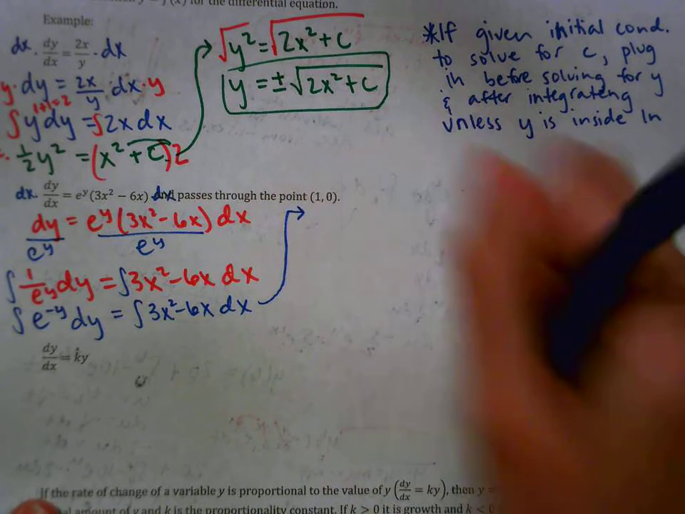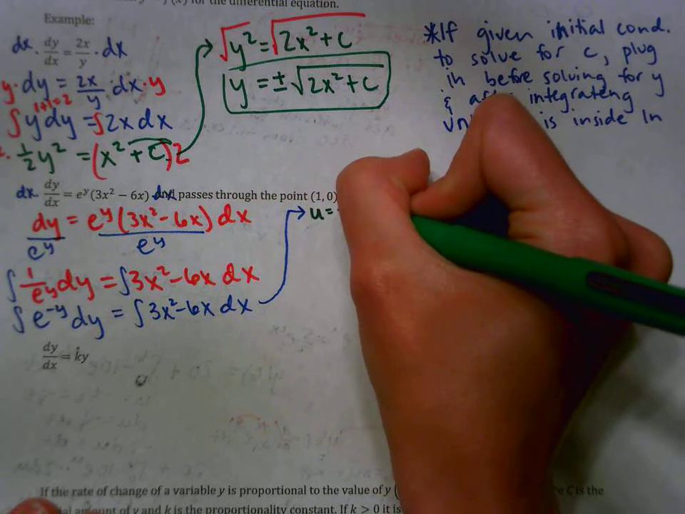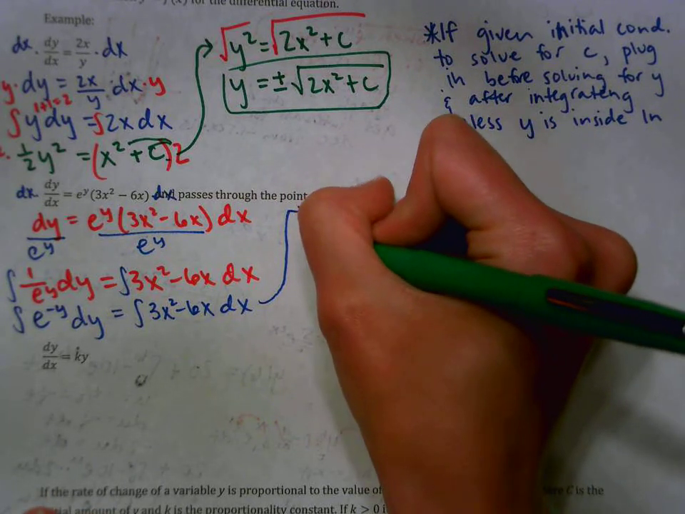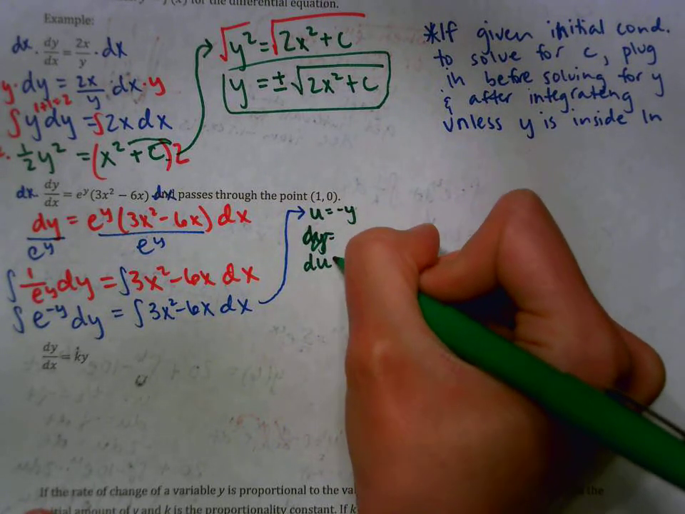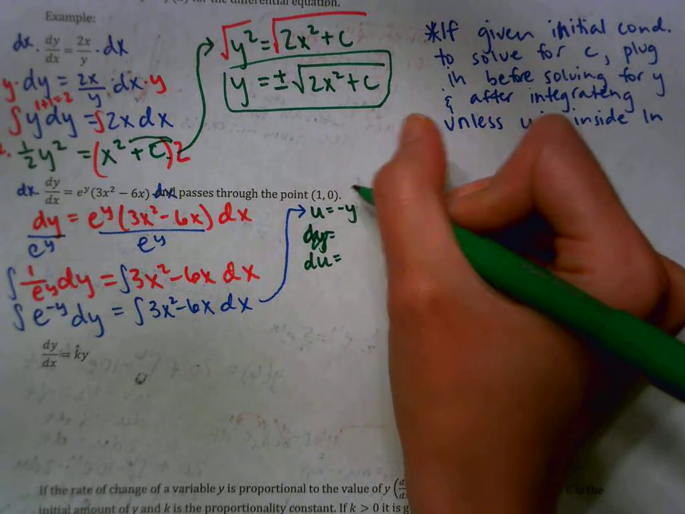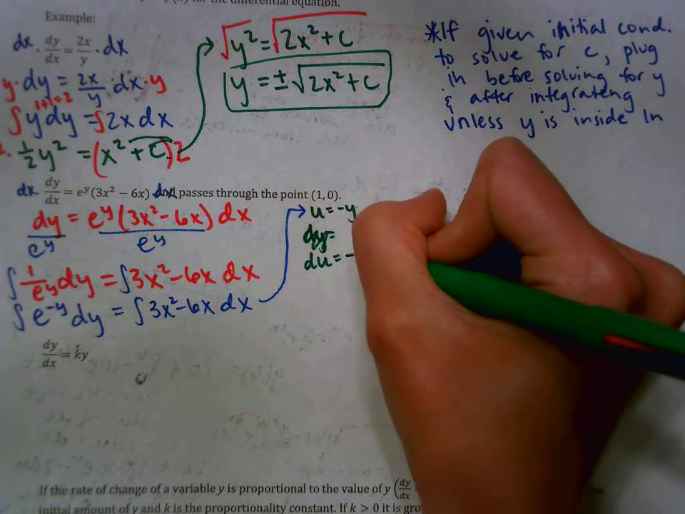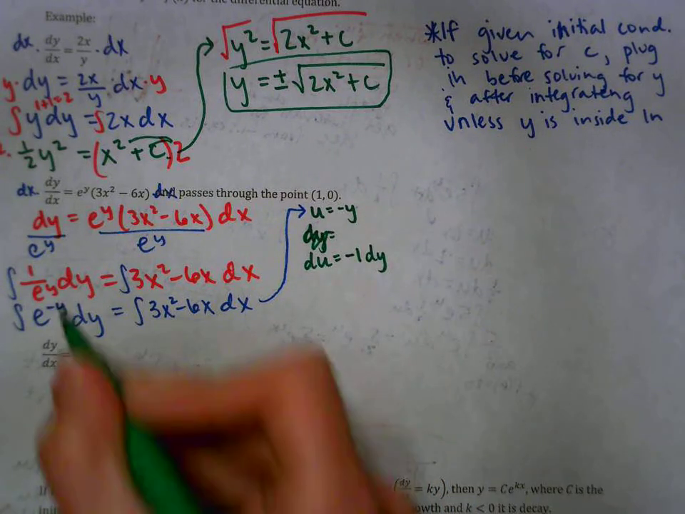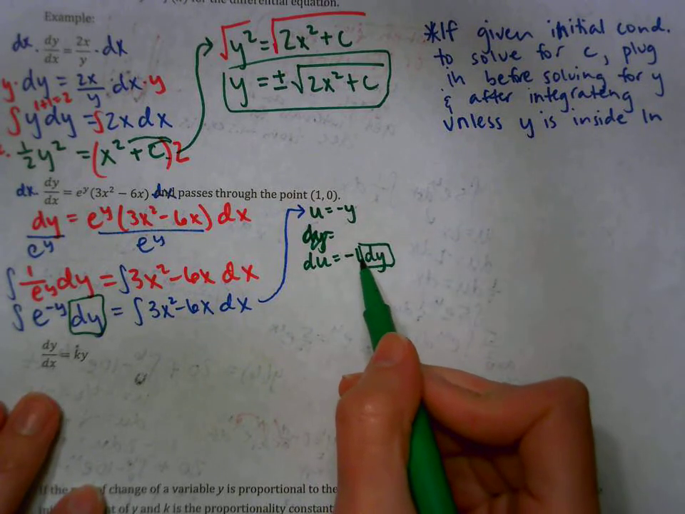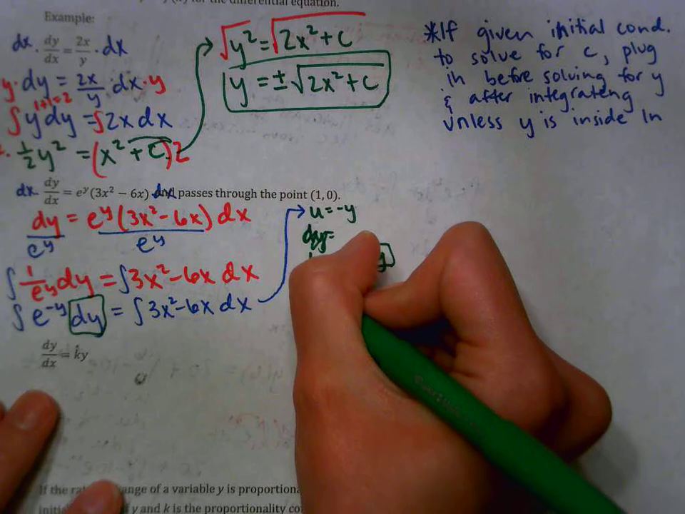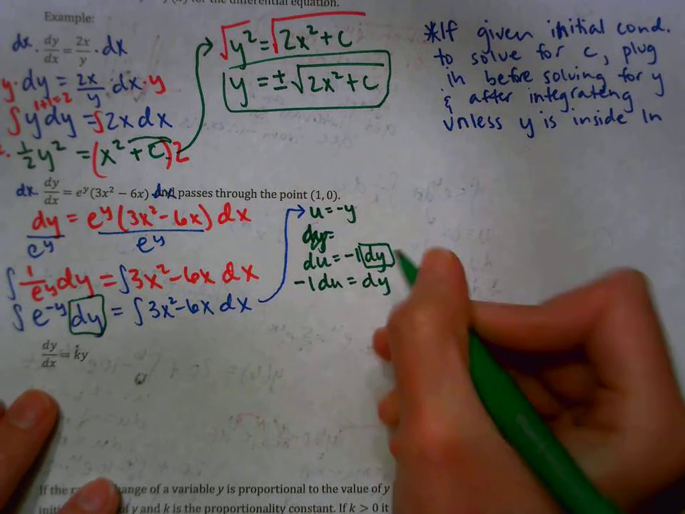So technically you need to make u equal to the exponent. So then what does that make du? Well, what's the derivative? Oops, not dy. du. The derivative of negative y is just a negative 1 times dy. So if you notice, we have this dy, we have this dy, but we don't have that negative. So I need to move over the negative and make this negative 1 du equals dy.